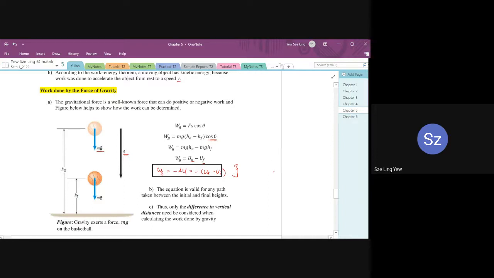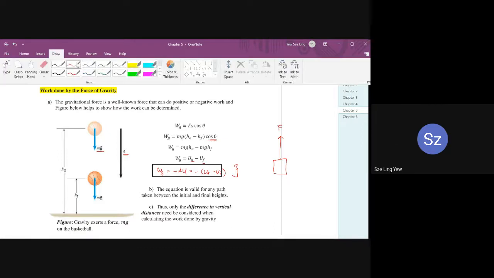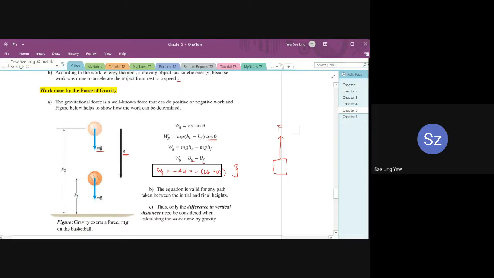Now, if you lift an object, if you take it up, maybe you pull it up or you throw it upwards. So now if you throw this object upwards, the S is going up, but W is going down. So in this case, our W will be equal to Fs cos 180 degrees.